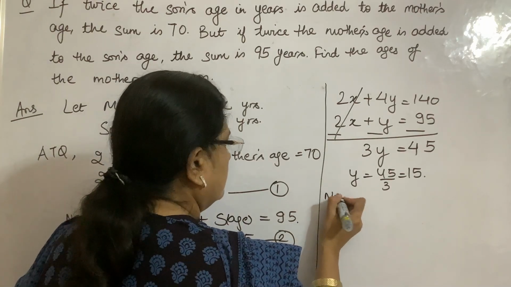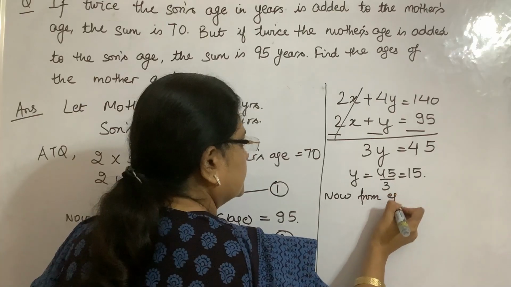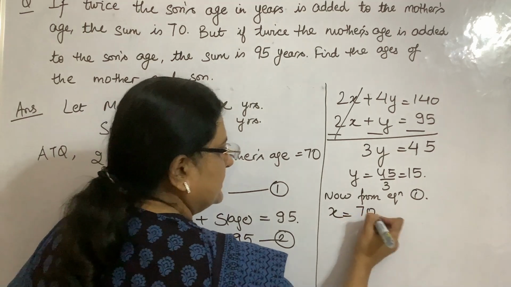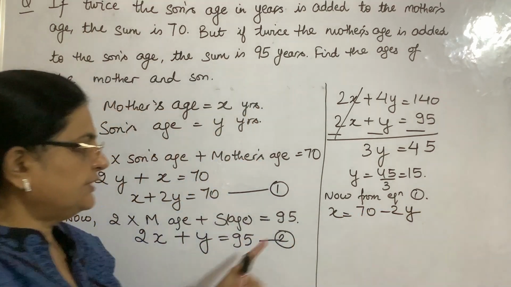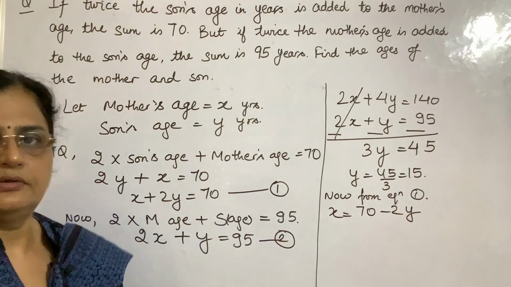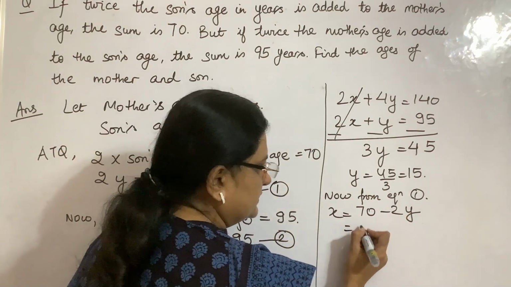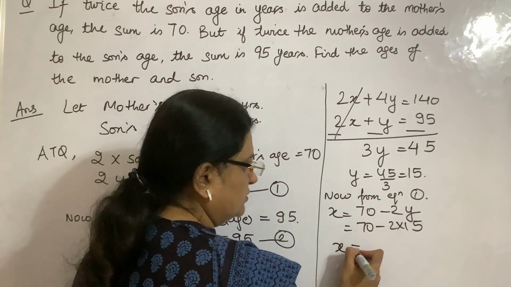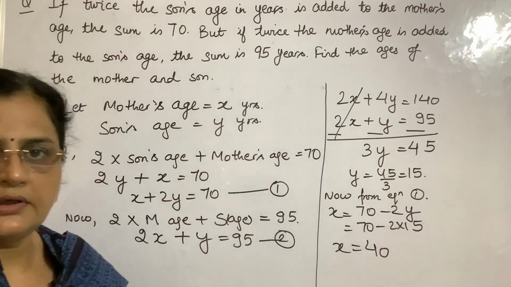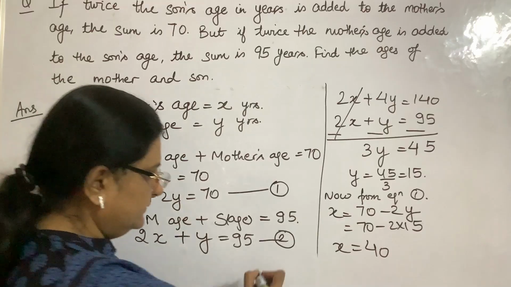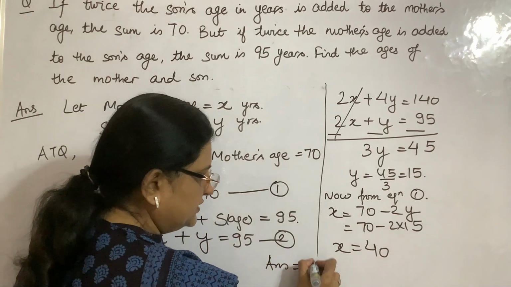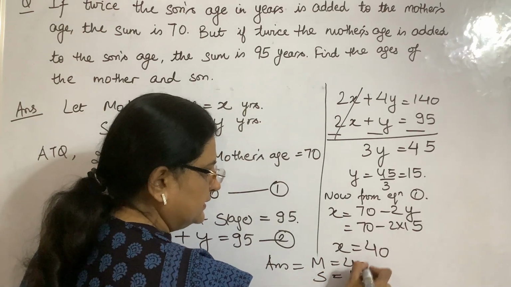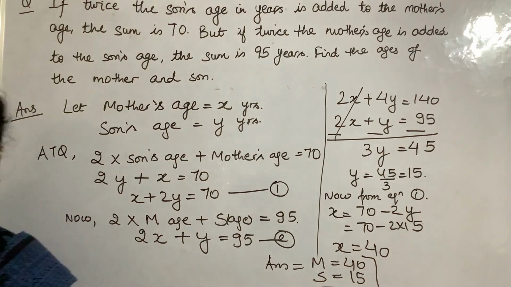To find out mother's age, from equation 1, x will be equal to 70 minus 2y. So it is 70 minus 2 into 15. 2 into 15 how much will it be? 30. 70 minus 30. So x will be equal to 40. So you have the final answer. Mother's age is 40 years and son's age is 15 years.